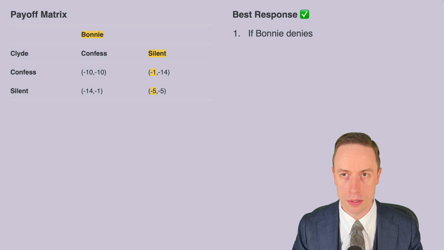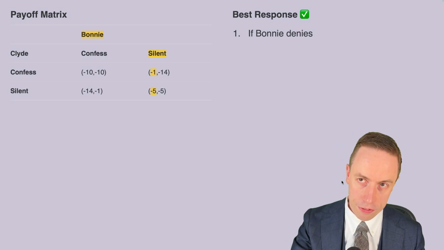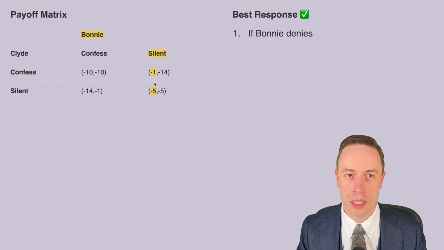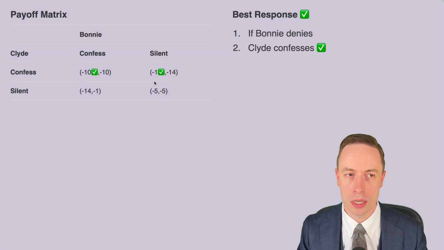Bonnie might remain silent. So again, from Clyde's perspective, if Bonnie remains silent, we've got a -1 or a -5. -1's better. Check mark it. So now we've got Clyde's best responses, and it turns out Clyde's got a so-called dominant strategy here. Clyde's best response is always to do the same thing, to confess. No matter what Bonnie does, confessing is superior for Clyde.